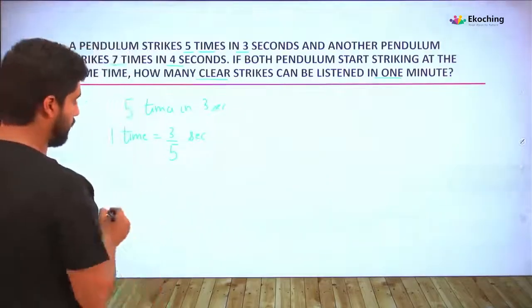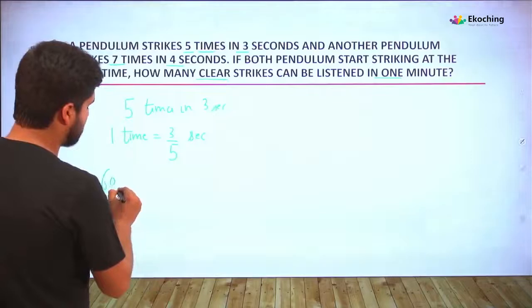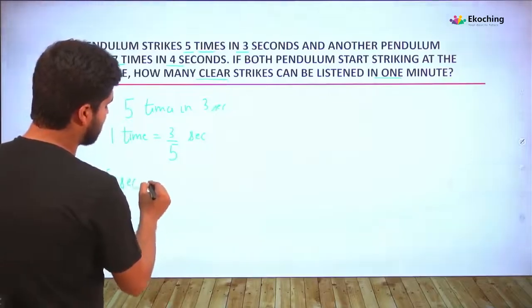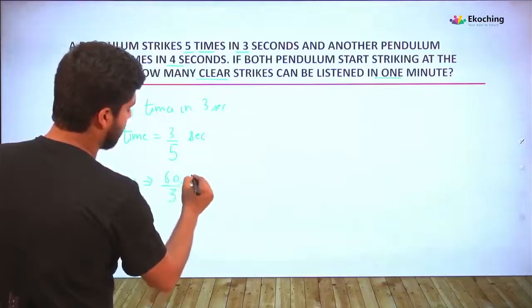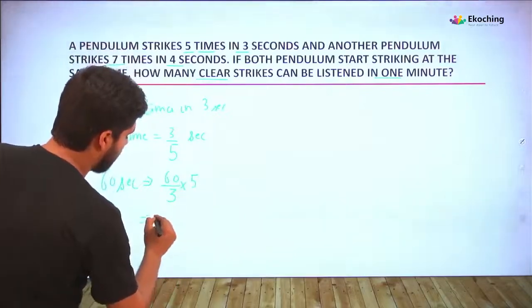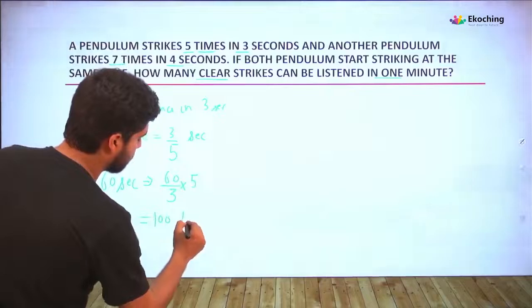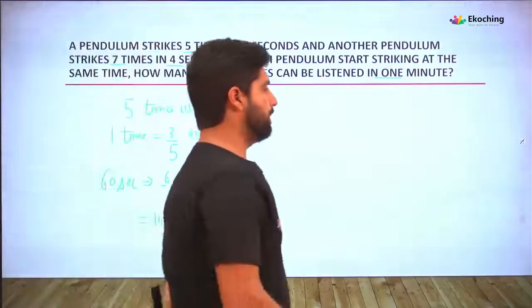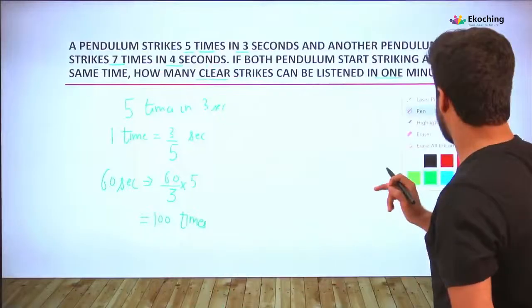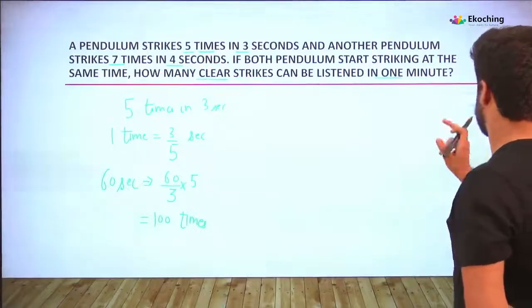And as we know, in 1 minute, we have 60 seconds. So in 60 seconds, it would be striking 60 by 3 into 5, 100 times. So this pendulum will be striking 100 times in 60 seconds.